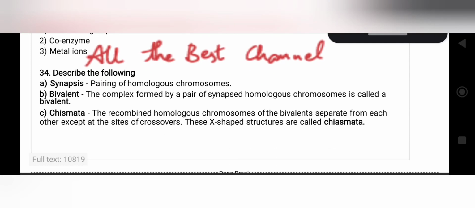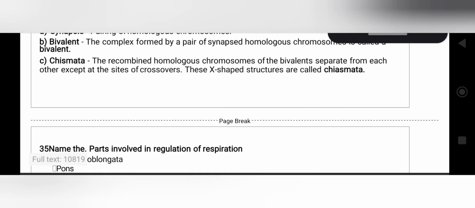Describe the following. Synapsis: pairing of homologous chromosomes. Bivalent: the complex formed by a pair of synapsed homologous chromosomes is called a bivalent. Chiasmata: the recombined homologous chromosomes of the bivalents separate from each other except at the sites of crossovers. These X-shaped structures are called chiasmata.